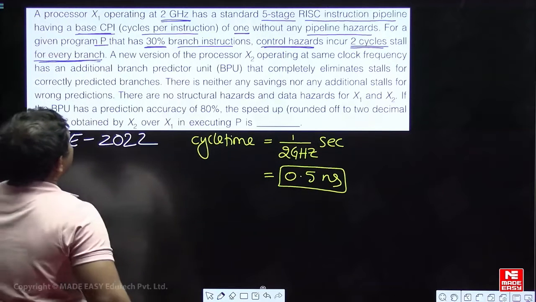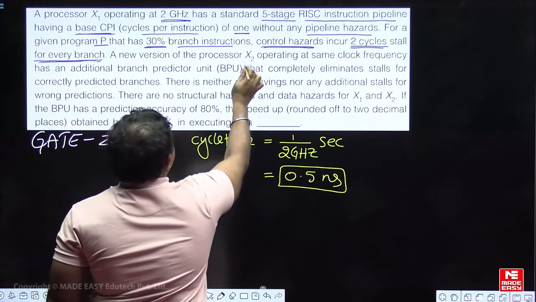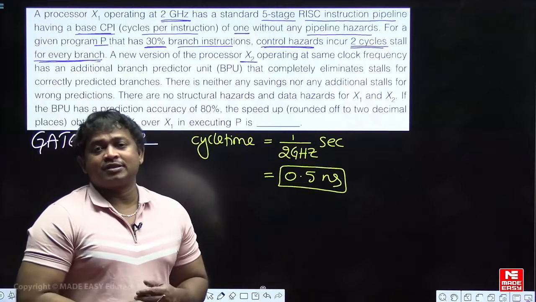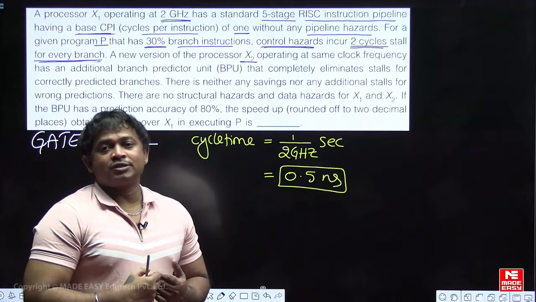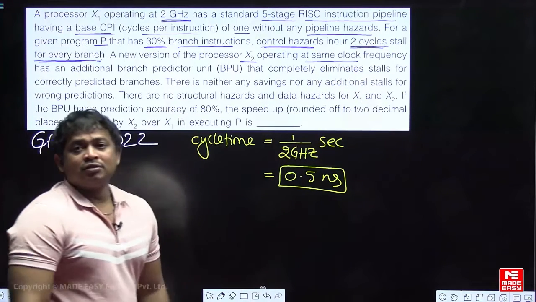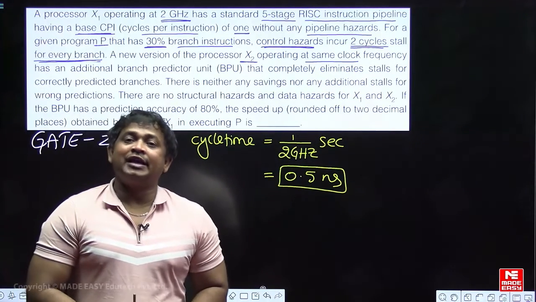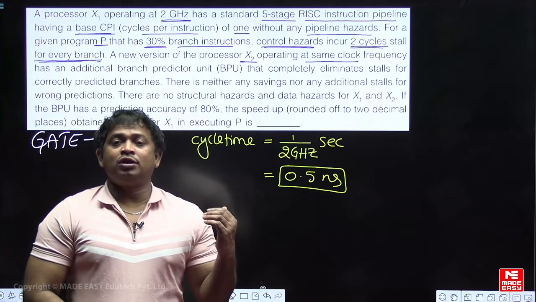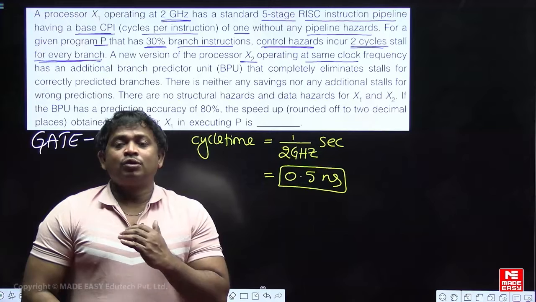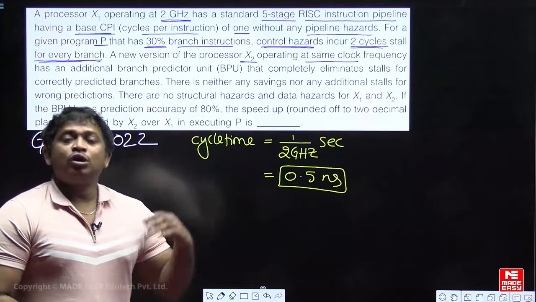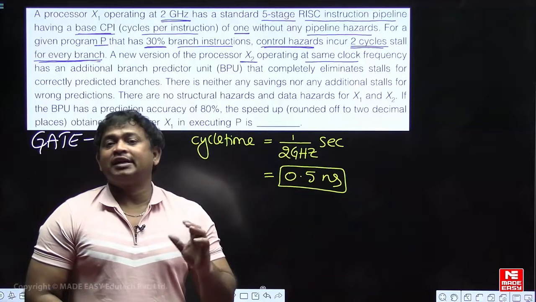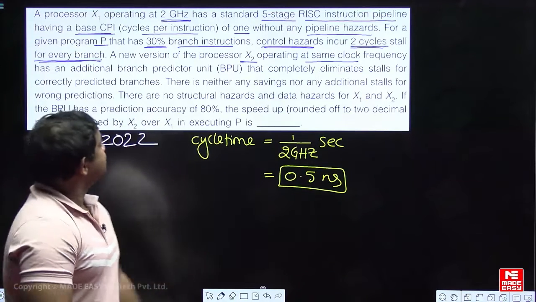A new version of the processor, X2. There is an enhancement in the processor. The new version X2 operates at the same clock, so there is no difference in the cycle time. Clock frequency of the old processor and clock frequency of the enhanced processor are both the same. So old processor cycle time is 0.5 nanoseconds and new processor cycle time is also 0.5 nanoseconds.